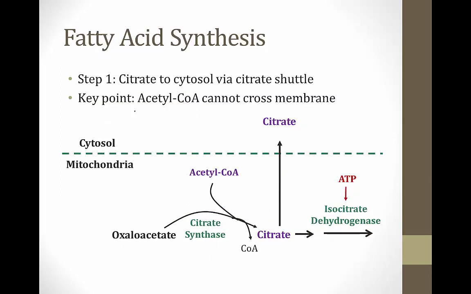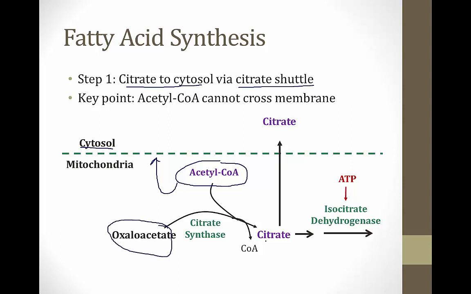Step 1 in the synthesis of fatty acids is to move citrate to the cytosol via a transporter called the citrate shuttle. As we will see, acetyl-CoA molecules can be used to synthesize fatty acids, but there's a problem, and that is that acetyl-CoA cannot exit the mitochondria to enter the cytosol where fatty acid synthesis takes place. For this reason, those acetyl-CoA carbons will be combined with oxaloacetate into molecules of citrate, and the level of citrate inside the mitochondria will rise in high energy states as we just described. Citrate can then be shuttled out into the cytosol to participate in fatty acid synthesis, and the key point here is that acetyl-CoA cannot cross the membrane. That's why citrate has to be used.